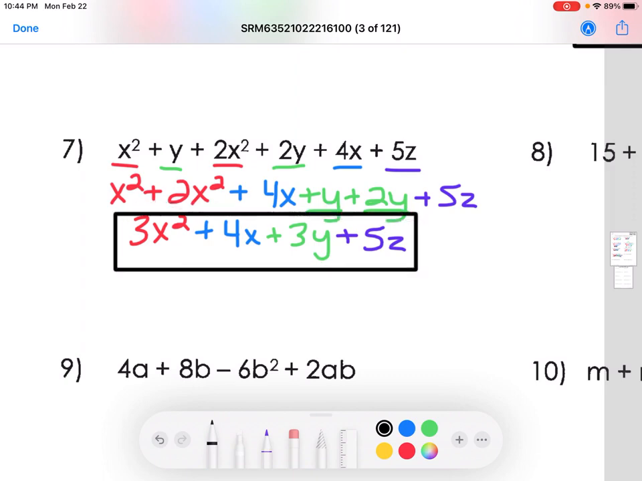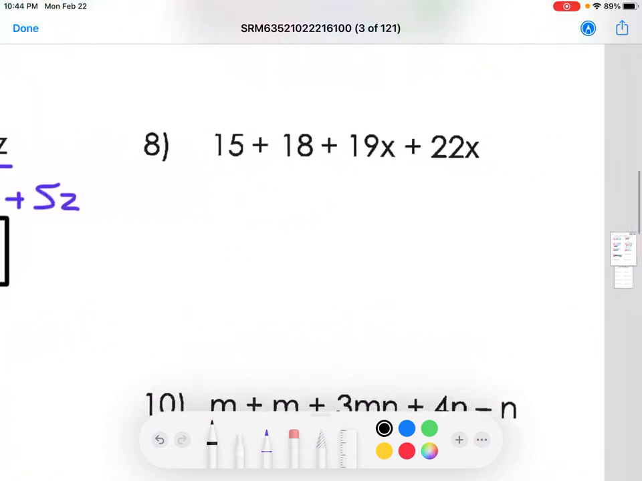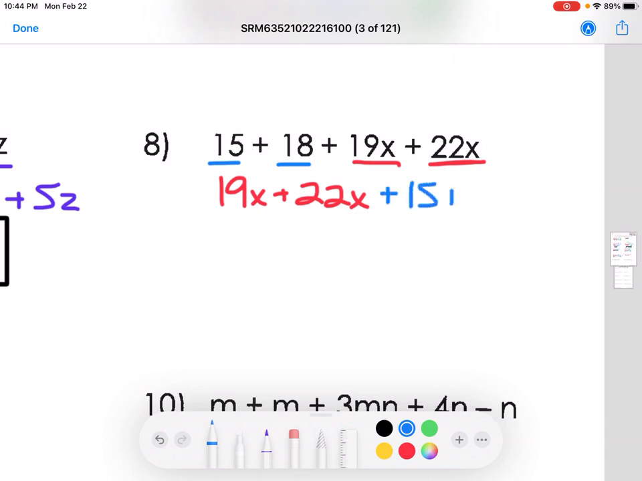So that is the simplified expression. Number 8. So I want to look for variables first. So I have 19x and 22x. And then I have a 15 and an 18. So then I can combine this down.